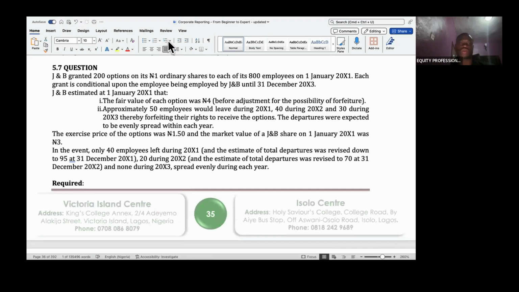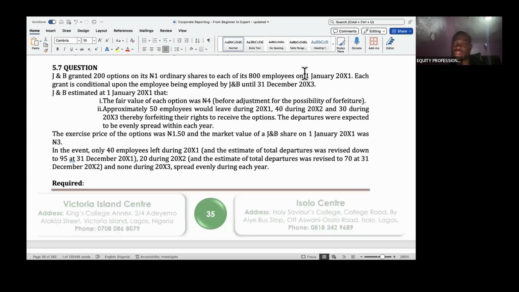Okay, let's go to another question. This one says that J and B granted 200 options on its ₦1 ordinary shares to each of its 800 employees on 1st January 2001. Each grant is conditional upon the employees being employed until 31st December 2003.